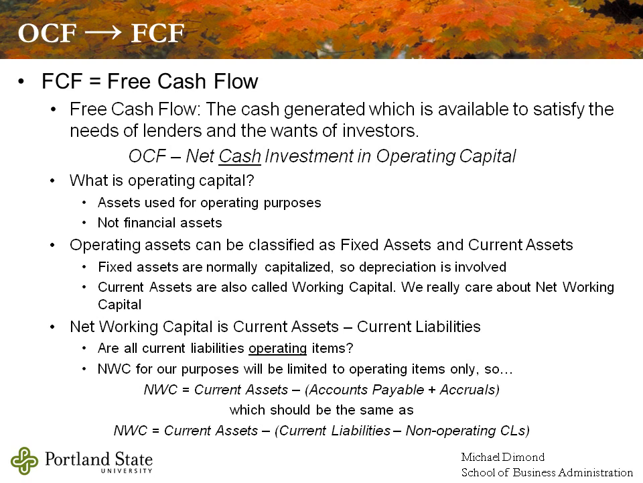In order to figure out net working capital as we use it in a free cash flow computation, we want to think about just what the current operating liabilities are. Not all liabilities are truly operating items. Remember, we're going to exclude financial assets, and therefore we'll exclude financial items from the current liabilities section. So for purposes of this discussion, net working capital is going to be our current assets minus our accounts payable and our accruals. This should be the same thing as taking our current assets and subtracting out all of our current liabilities except for our non-operating items.